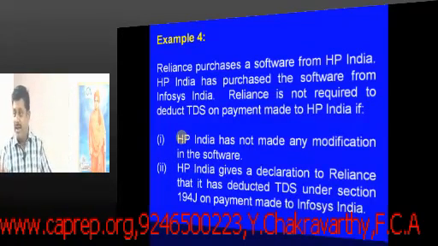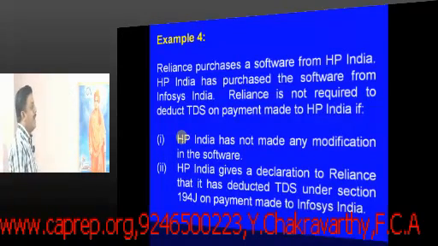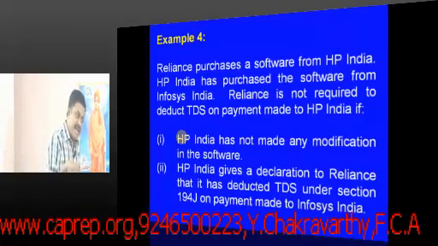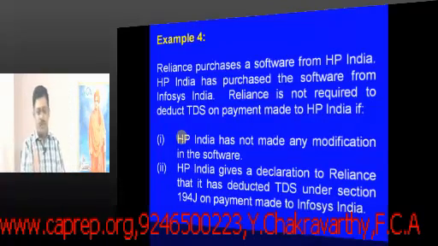has to ensure that HP India has paid the tax, deducted the tax at source while making the payment to Infosys, is a point.